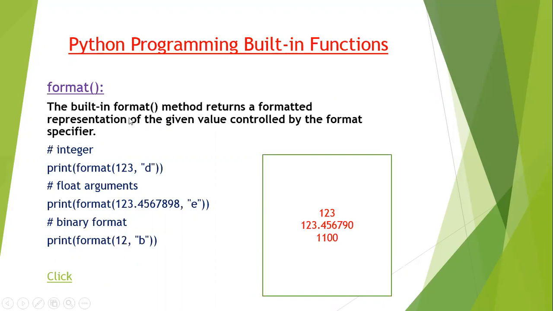Then the format method, it is a built-in method. It returns a formatted representation of the given value. 123d means it is represented as an integer value. 1234567.89e, it is represented as an exponential value. Now here 12 is converted into a binary format.